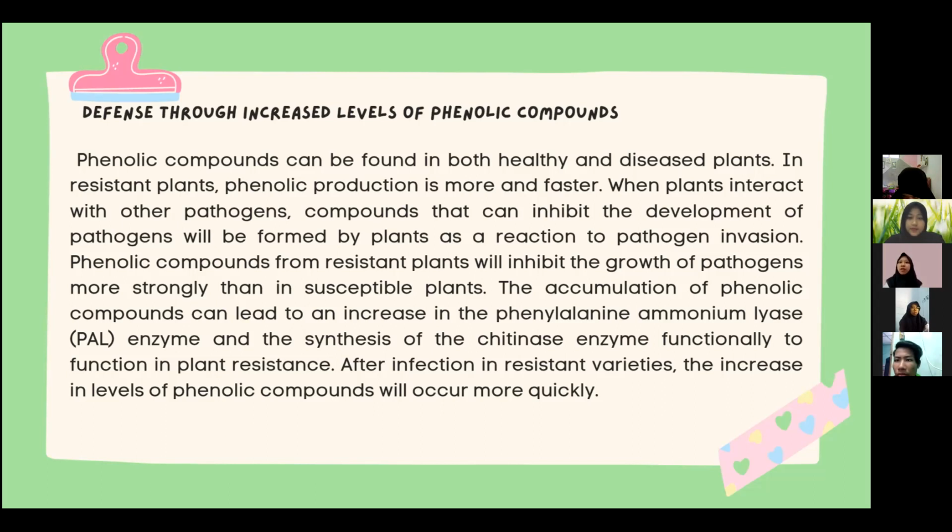The accumulation of phenolic compounds can lead to an increase in the phenylalanine ammonia lyase or PAL enzyme and the synthesis of the chitinase enzyme, which function in plant resistance. After infection in resistant varieties, the increase in the level of phenolic compounds will occur more quickly.